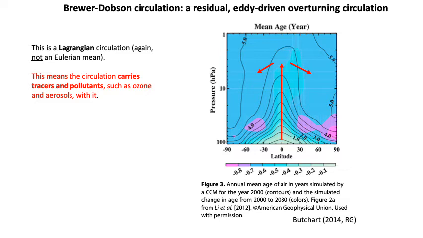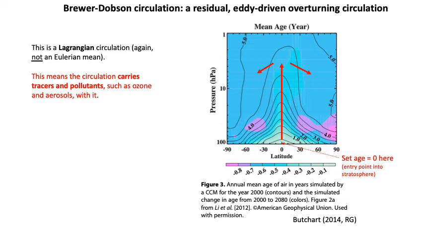But the black contours are the mean age of air. And the idea is that air enters near the equator at the tropopause. So you're going to say, as air enters there, let's pretend it's born, so it has an age of 0 as it enters the stratosphere. And then notice the contours of age move upwards, or tilt upwards.